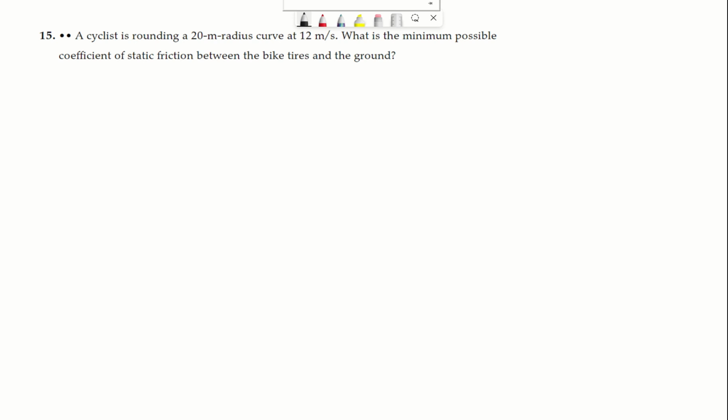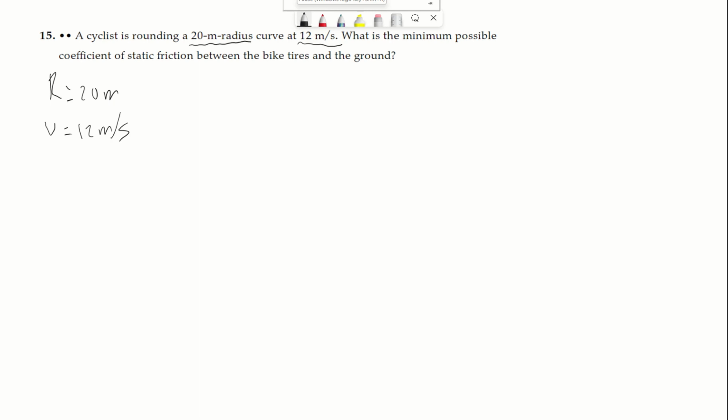Question 15 says, a cyclist is rounding a 20-meter radius curve at 12 meters per second. What is the minimum possible coefficient of static friction between the bike's tires and the ground? So based on the problem, we're given the radius and 12 meters per second. So r is equal to 20 meters, and 12 meters per second is velocity.